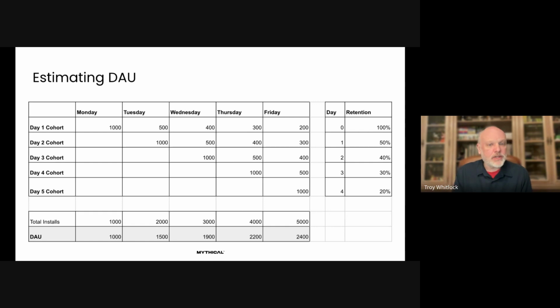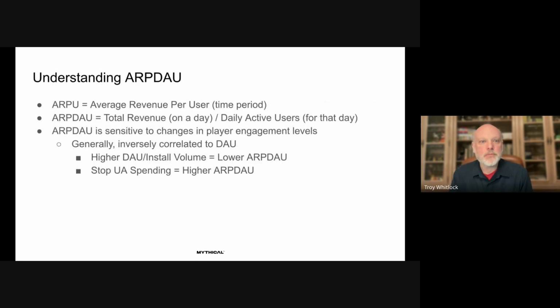And again, similarly, on each day, we take the retention for that cohort to figure out how many players came back from that cohort on that day, and the number of new installs that we have. So by the time we reach Friday, we have had 5,000 total installs, but our DAU is 2,400. Hopefully that all made sense. All right, I'm just going to move on.